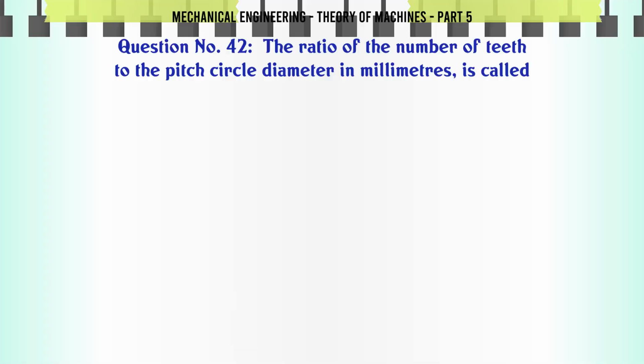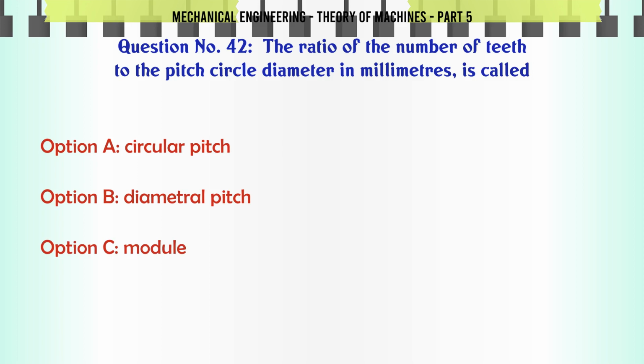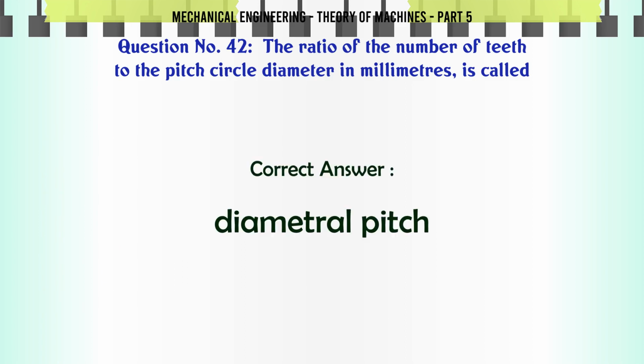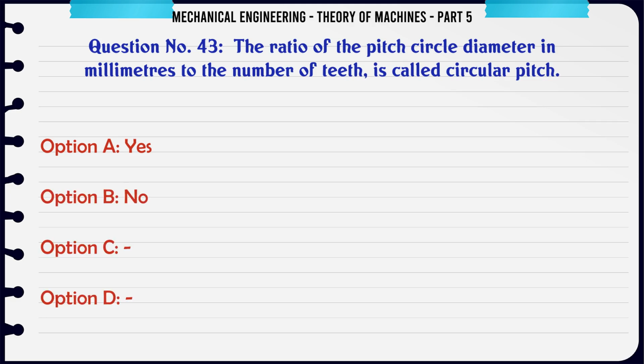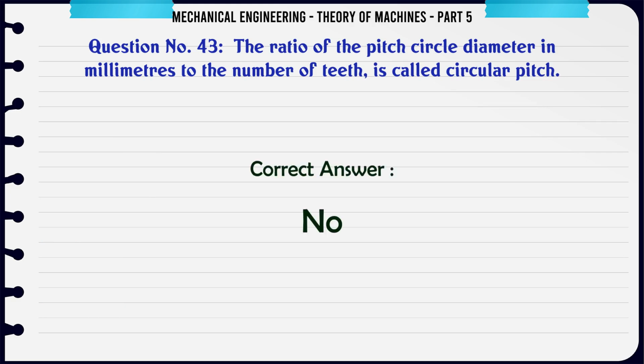The ratio of the number of teeth to the pitch circle diameter in millimeters is called A. Circular pitch, B. Diametral pitch, C. Module, D. None of these. The correct answer is diametral pitch. The ratio of the pitch circle diameter in millimeters to the number of teeth is called circular pitch. A. Yes, B. No. The correct answer is no.